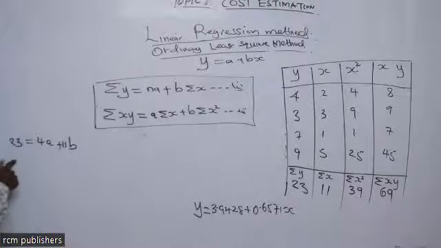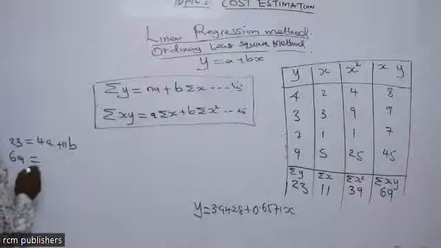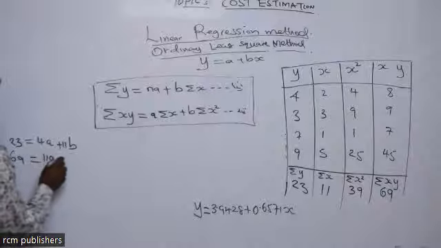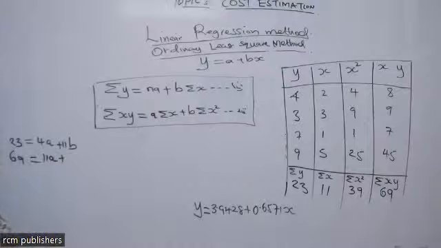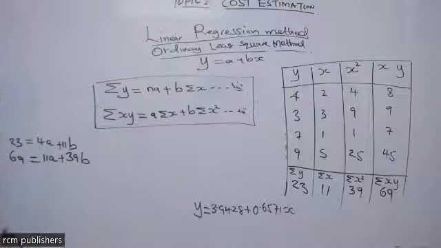Then come to this other side, summation of XY. Summation of XY, there we have 69, is equal to A summation of X, which is 11, A plus B summation of X squared, 39B. We have two simultaneous equations.